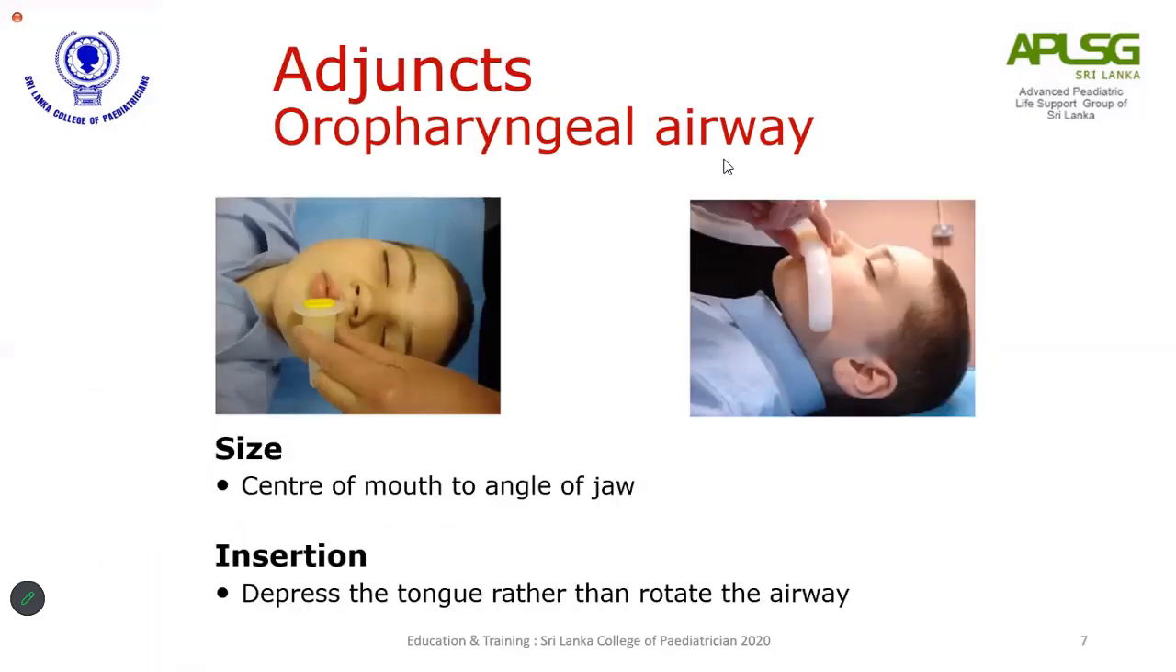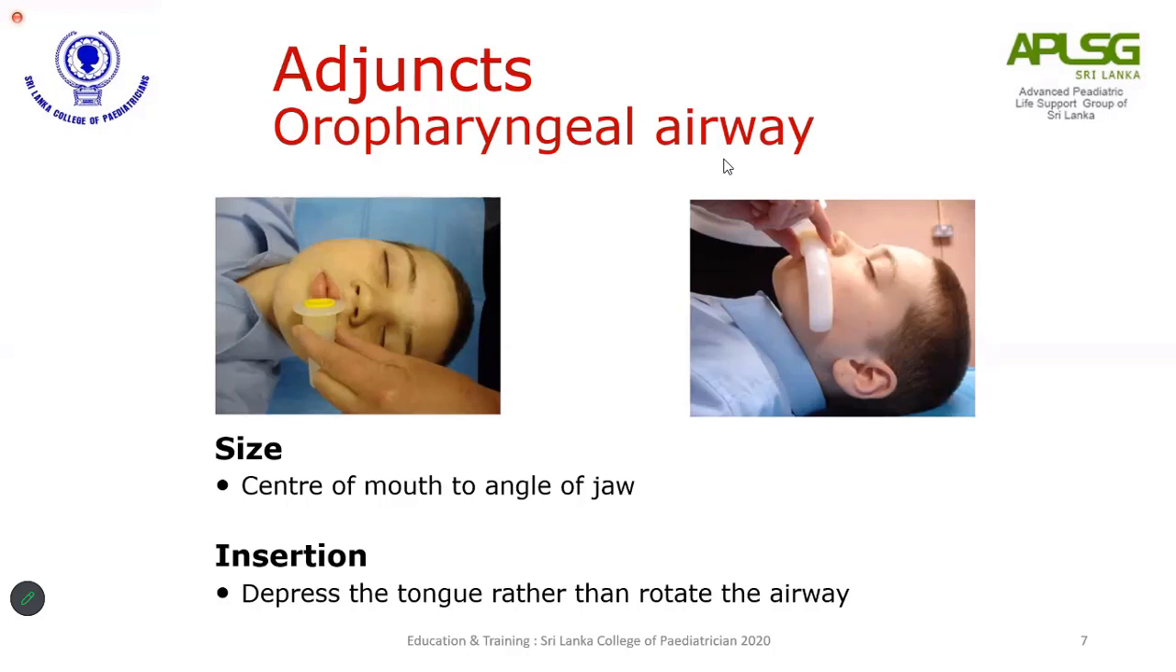There are various types of airway adjuncts that we use in a critically ill child to maintain the airway open. The first airway adjunct we are going to discuss is the oropharyngeal airway. Before inserting an oropharyngeal airway, you need to get the correct size. You size it, as you can see in the first and second pictures, from the center of the mouth to the angle of the jaw of the child, and that would be the ideal size for that specific child.